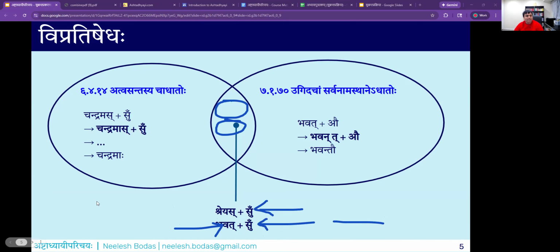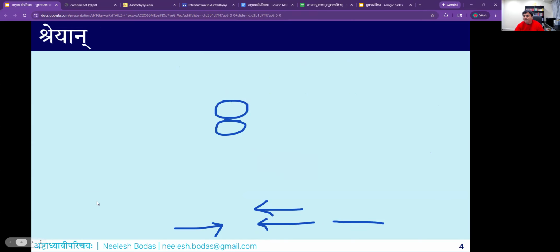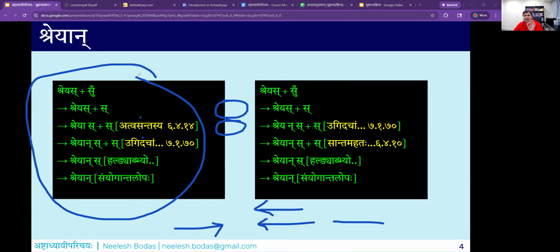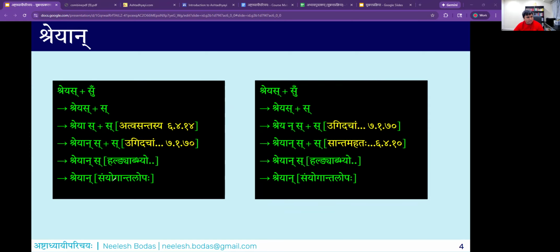And therefore, in case of Shreyas plus Su, on the previous slide, even though the right hand side is correct, we cannot go by the right hand side. We must apply Atvasantasya before Ugidacham, giving rise to the correct Prakriya on the left hand side, which we learned in the course. So that was a running explanation, but I hope everybody's doubts are thoroughly clear at this moment.